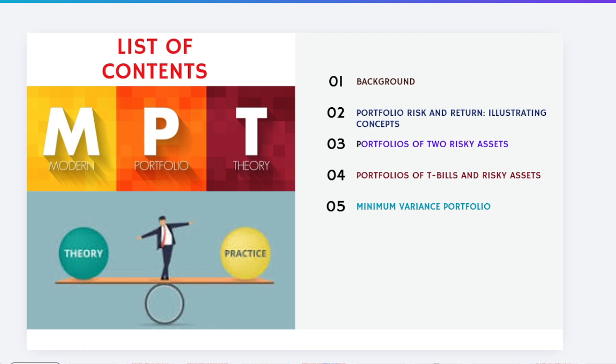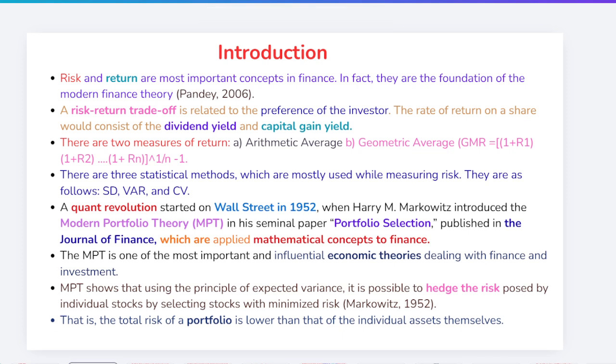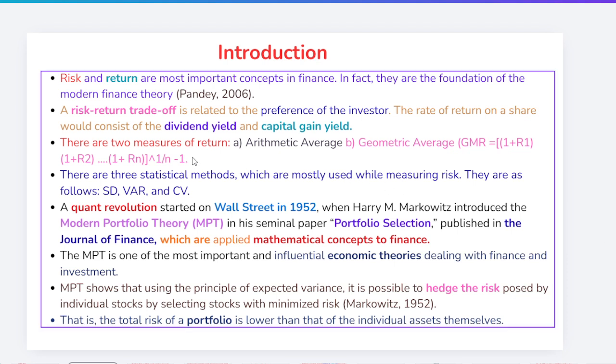Let's talk first of all about risk and return. As per Pandey 2006, risks and returns are the most important concept in finance, no doubt. In fact, they are the foundation for modern finance theory. The risk return trade-off is very important, which is related to the preference of the investors, particularly when we talk about rate of returns, which consist mainly of dividend yield and the capital gain yield.